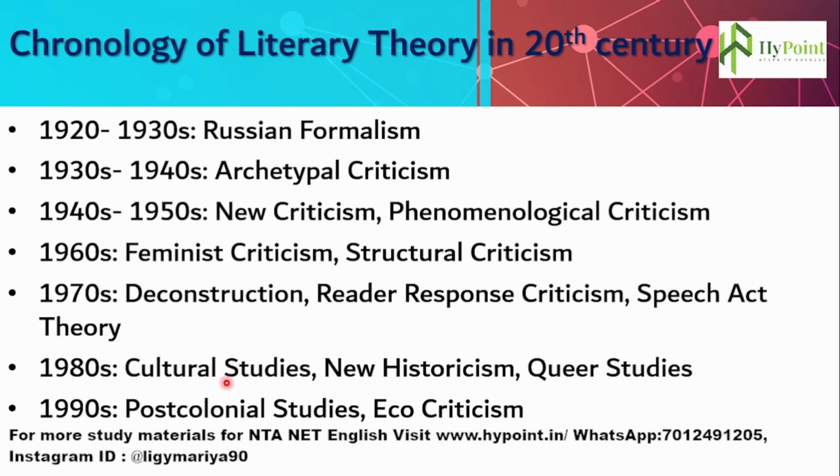And in the 1980s, cultural studies emerged as an academic discipline, and it flourished. After 1952 we can see cultural studies, but it flourished and got an academic shape in the 1980s, and new historicism too, and queer studies emerged as an eminent academic study. In the 1990s, post-colonial studies emerged as one of the major theoretical frameworks to look at works and literary pieces of art. Then eco-criticism also emerged in the 1990s or after it. Okay, so this is the chronology of literary theory in the 20th century.